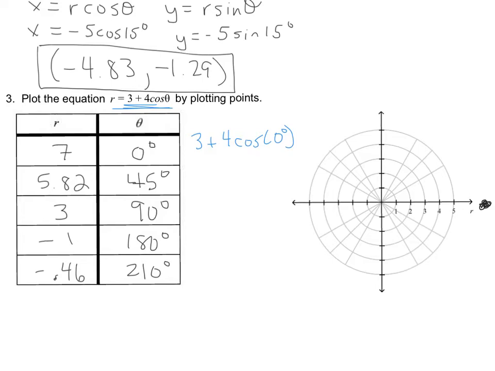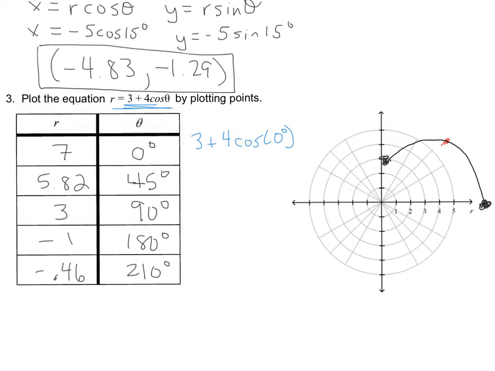The next one says go 45. Now this is the 45 degree spoke right here, and we want to go up 5.82. So that's 1, 2, 3, 4, 5. A little past, it's almost to the 6th one, which isn't there, but it's okay. Then we have 90, which is vertical, and we go out 3. 1, 2, 3. So there's that. You can start to see our graph is going to look something like this.